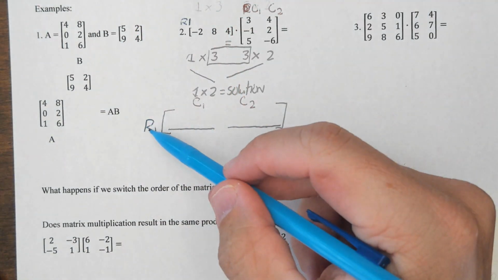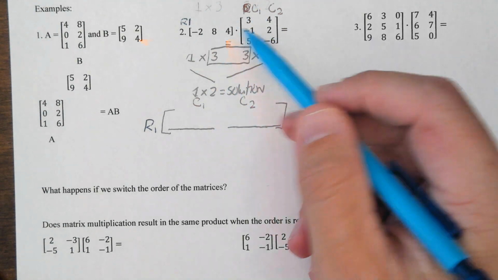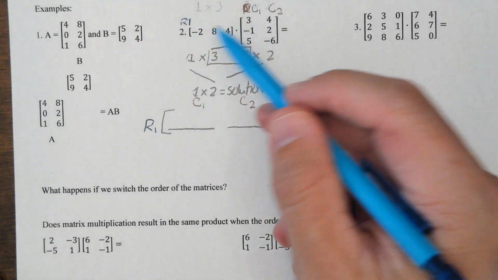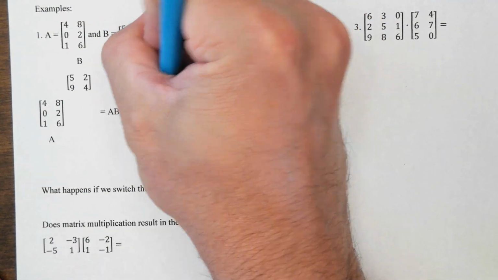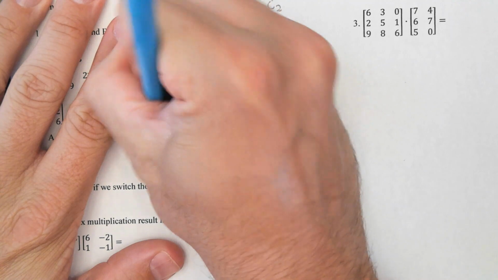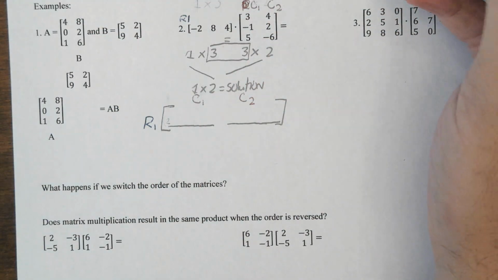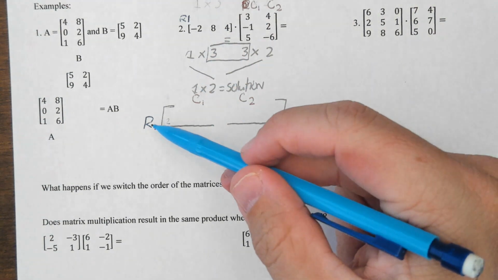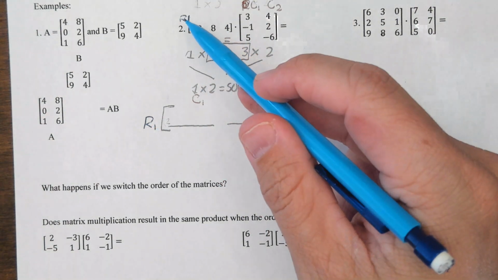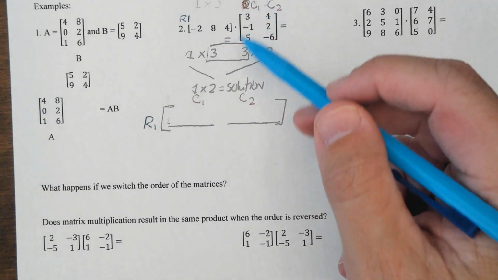So what that means is I'm just doing row 1 from the first matrix times column 1 of the second matrix. Okay? So we go in order here. So it would be... I don't think I gave myself enough space. So again, by doing that, it's row 1 times column 1. So where's row 1 from the first matrix? -2, 8, and 4 times column 1 of the second matrix.